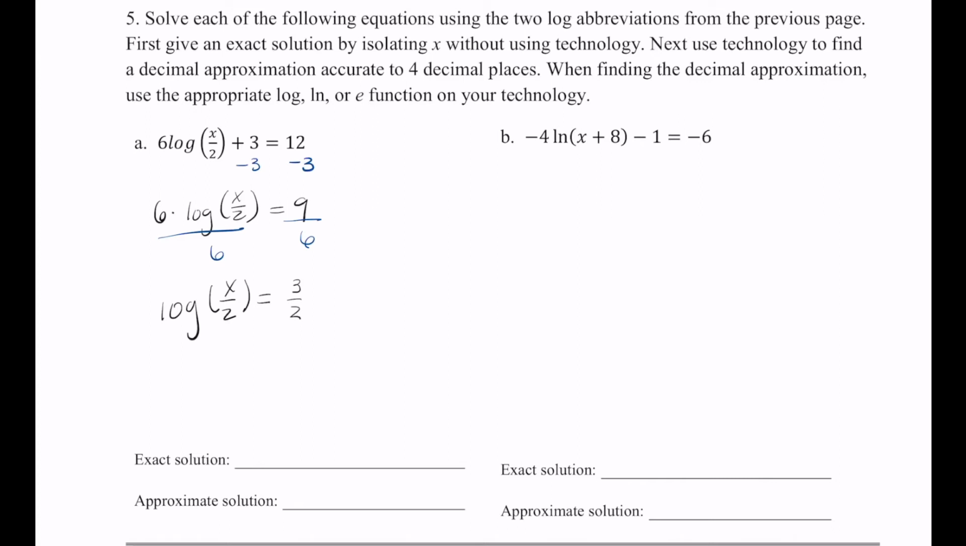Now comes the point where we rewrite this, and again, I'm going to emphasize this in red. This is like having a 10 there. So what we're doing is we're saying 10 to the 3/2 power equals x over 2.